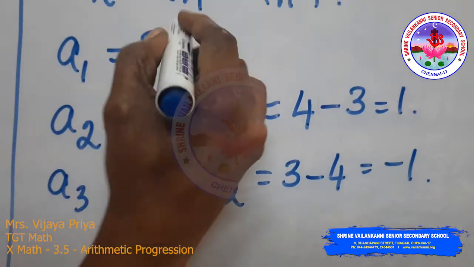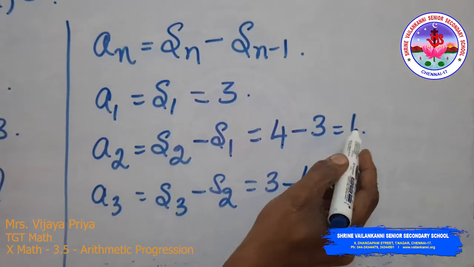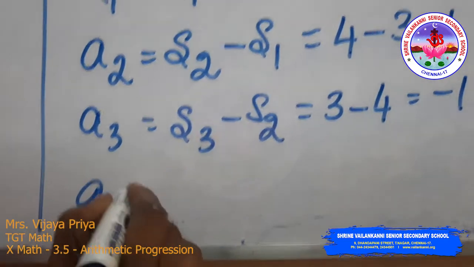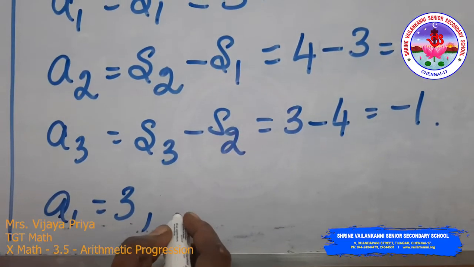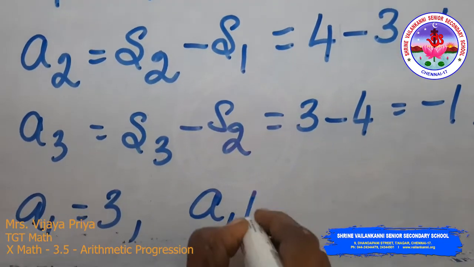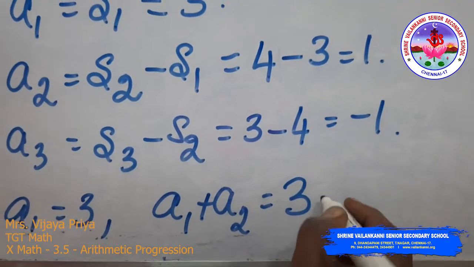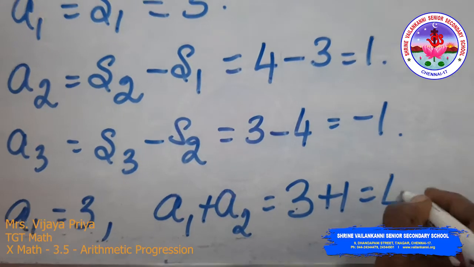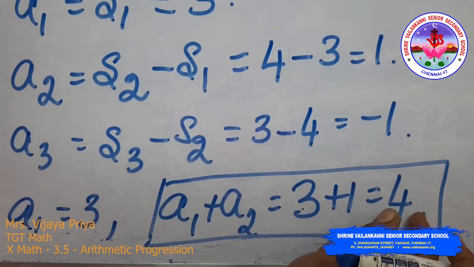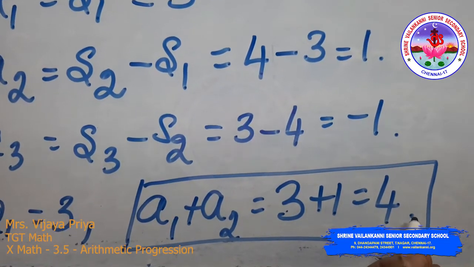So my first term a1 is equal to S1, which is 3, a2 is 1, a3 is equal to minus 1. So I got a1 is equal to 3, and the sum of the first two terms I need to find out, that is a1 plus a2, which is 3 plus 1, equal to 4. So the second answer, the sum of two terms of the AP, is equal to 4. And the last one, I need to find out the 10th term of the AP.